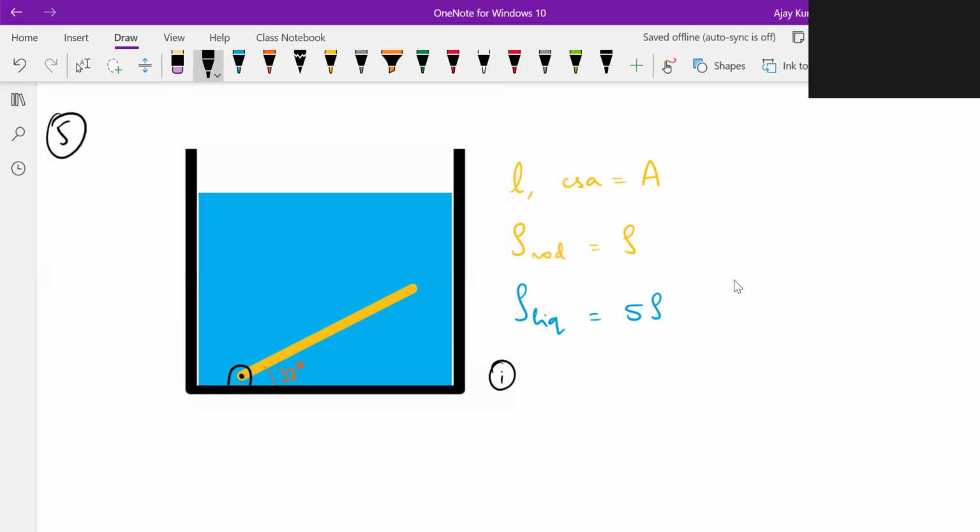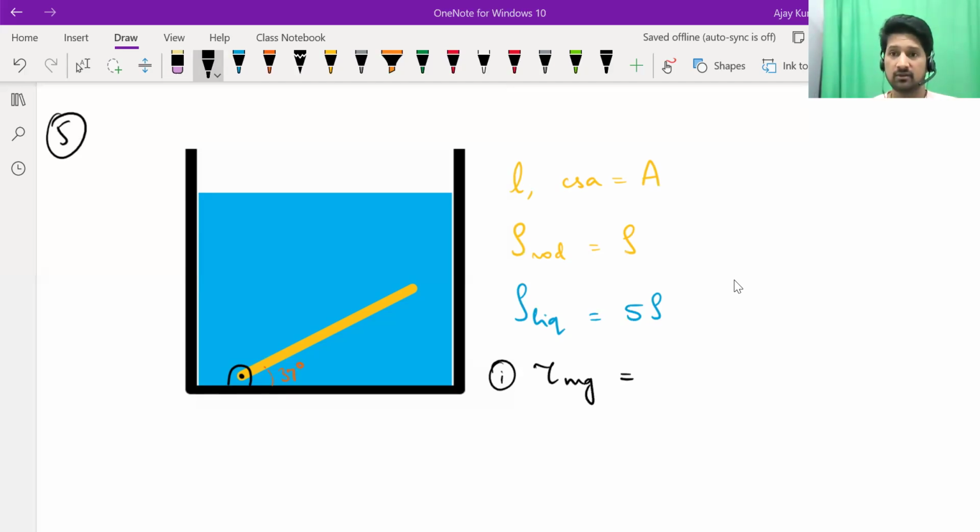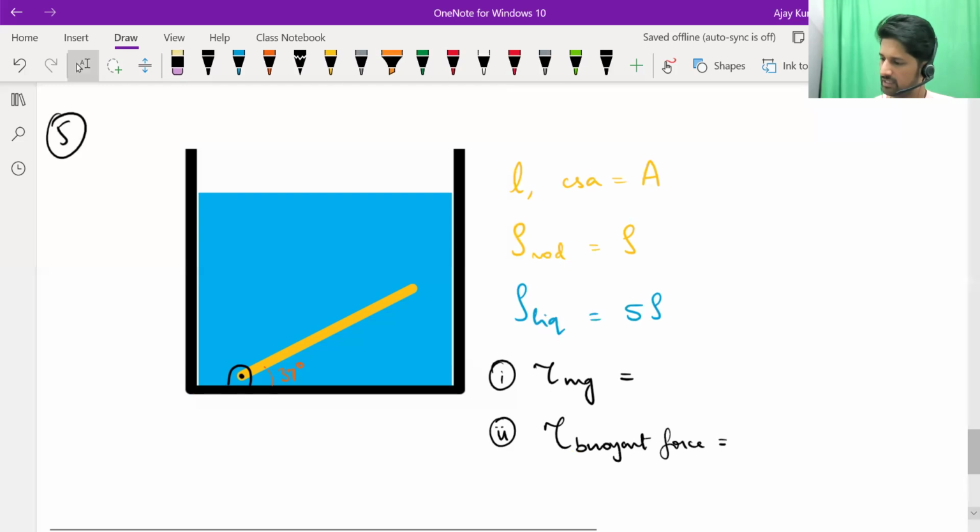Obviously, rotation means torque, angular acceleration, those things will be there. Write the torque produced by mg about the axis of rotation. Next, there is a buoyant force also acting on it. Write the torque produced by the buoyant force. Once you can express these two, you can express the net torque acting on that object.